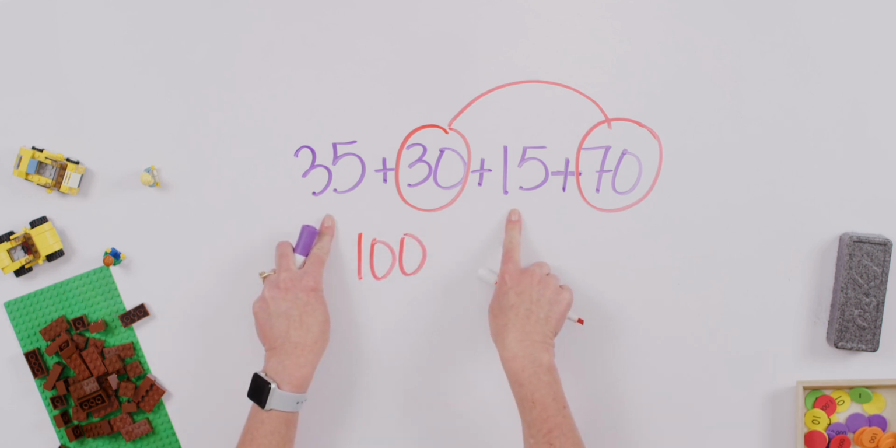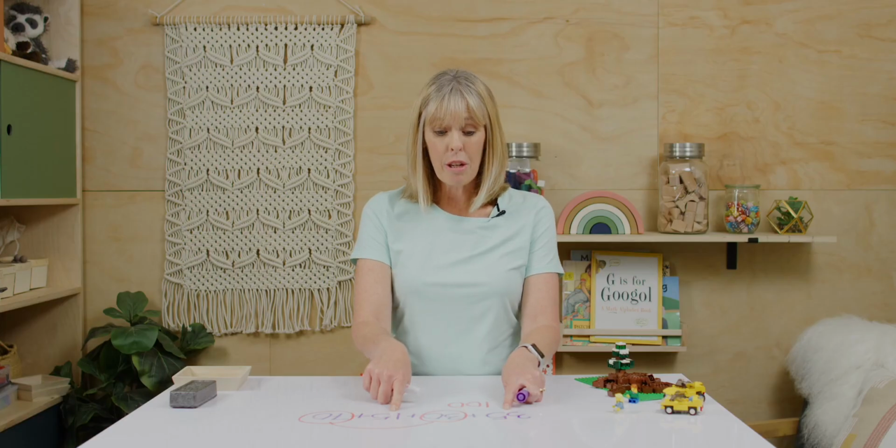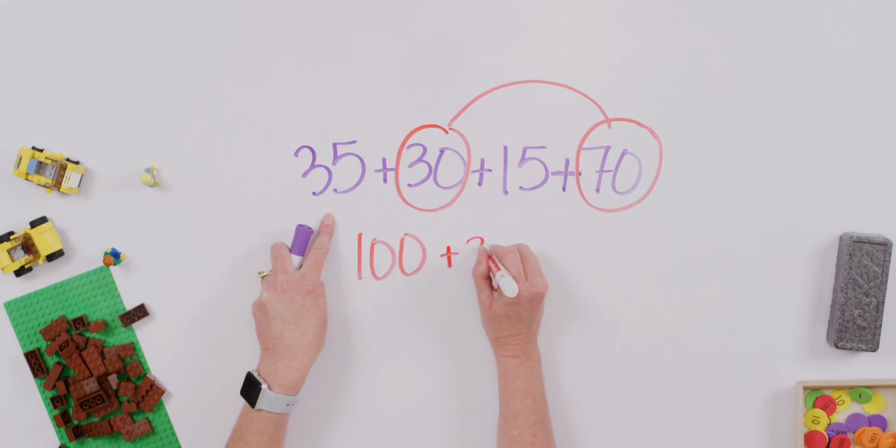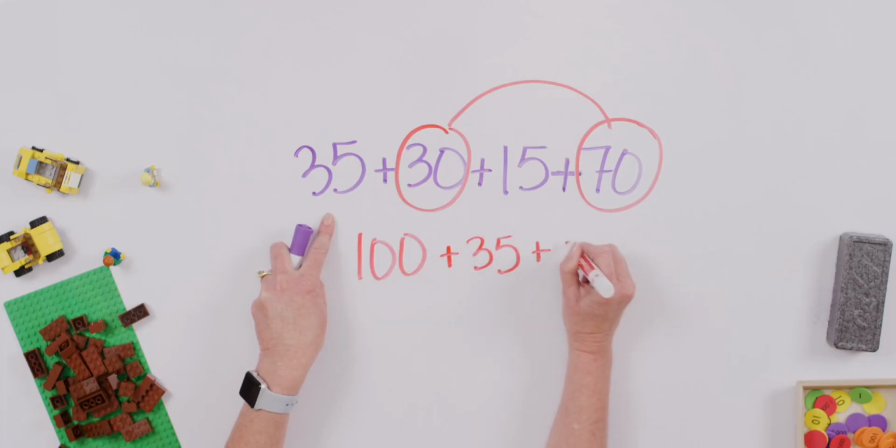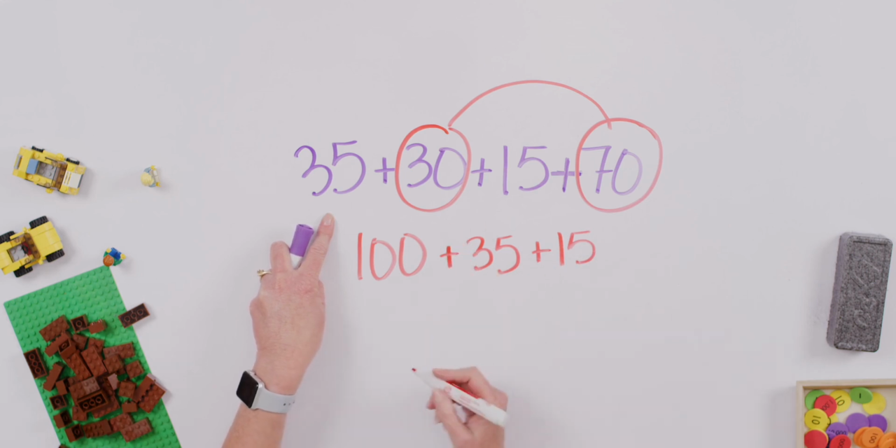Now I'm looking at my 35 and 15. Can I make 100 out of those? No, but you may know just by looking at these two numbers, by adding them together, what they would equal. 35 and 15, great, make 50.